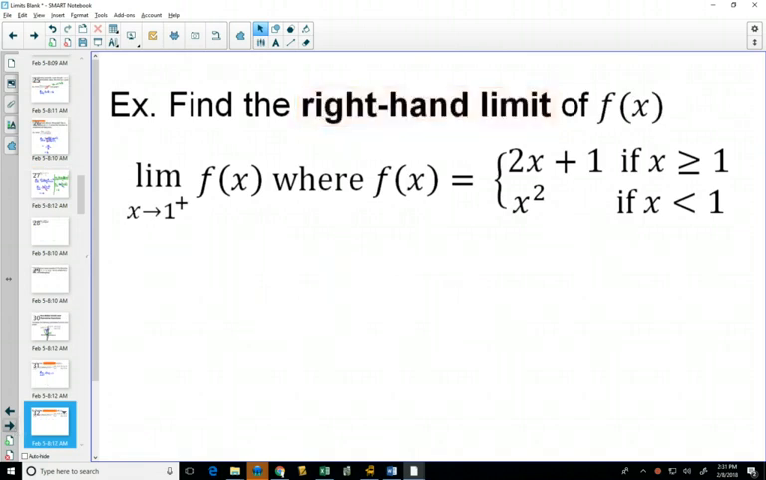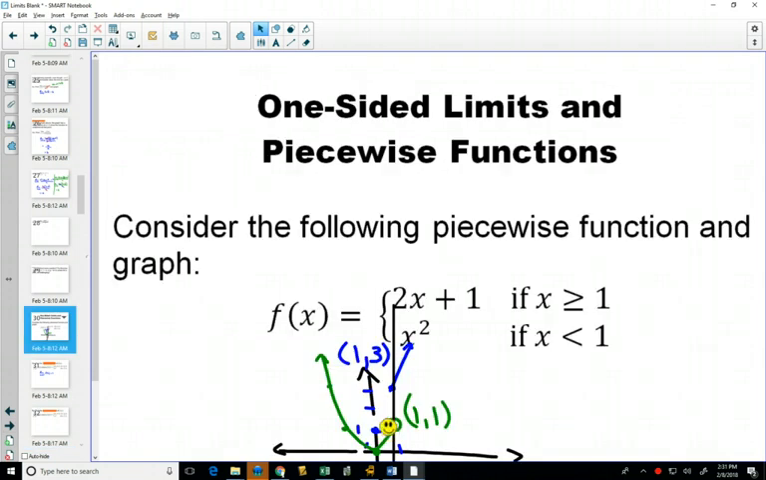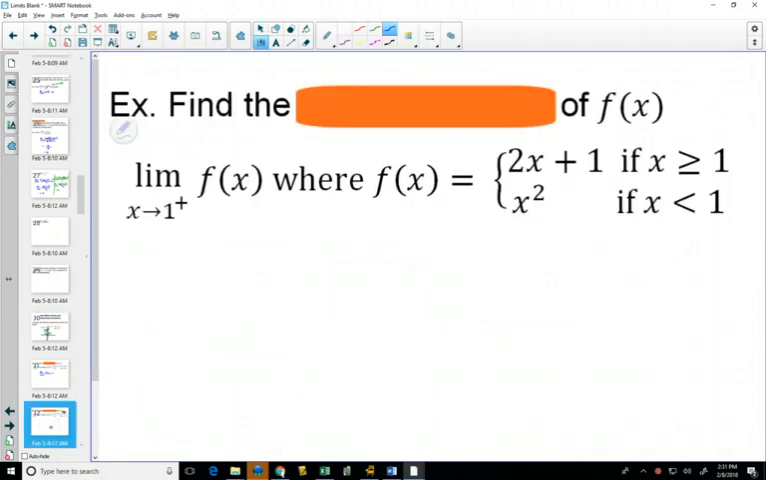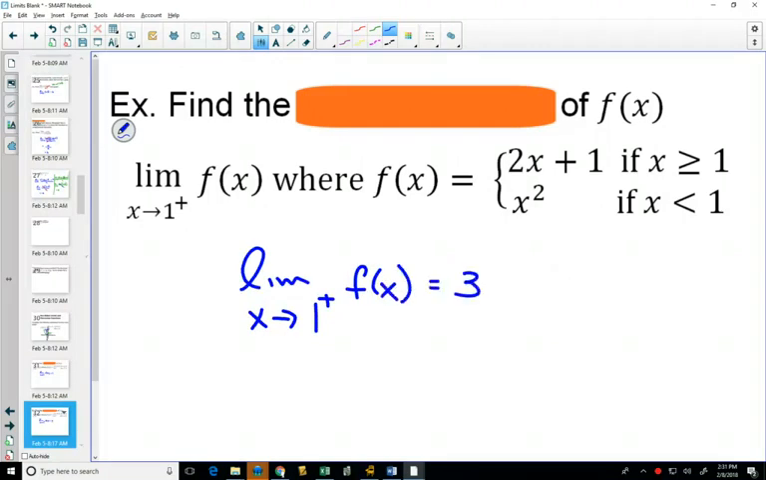If we wanted to find the right-hand limit of this same function, now we put a plus sign here to say we're coming from the right-hand side. Go back. Now I'm going to start on the right-hand side. I'm on the blue function. And I'm getting closer and closer to x equaling 1. As I get closer and closer to the value, I'm getting closer and closer to 3. So my limit as x approaches 1 from the right-hand side of this function is equal to 3.